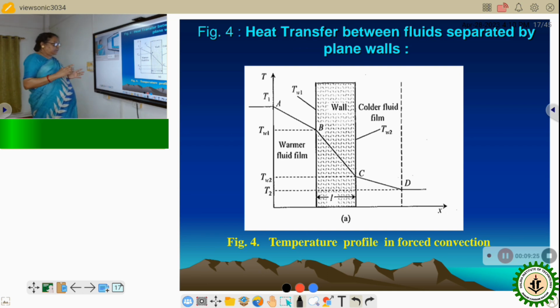If I take just one section of an inner pipe and place it vertically, then this is the picture which explains that the warm fluid is on the left hand side and the colder fluid is on the right hand side, and the wall is the metallic wall with thickness small l, and this is the temperature profile, that is the capital T1, A, B, C, D.